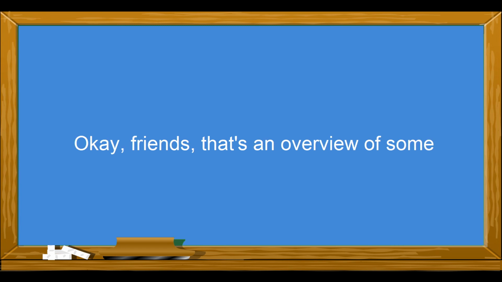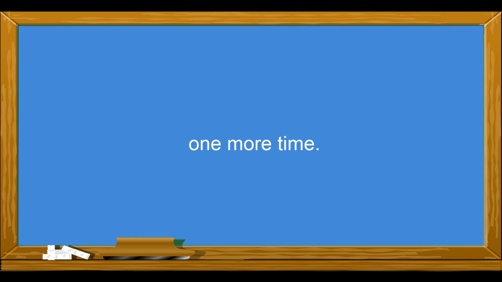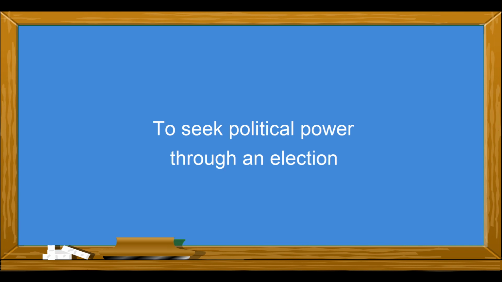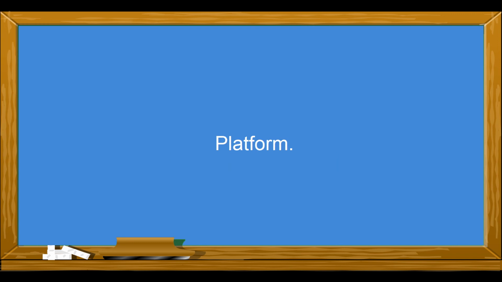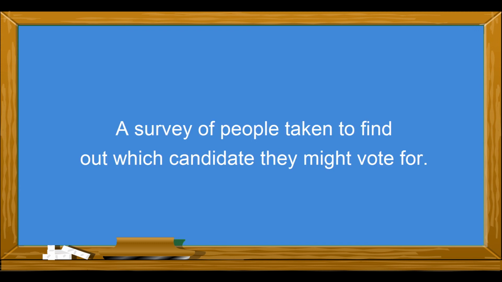Okay, friends, that's an overview of some of the most common election terms in context. Now, here's the list one more time. Run for office. To seek political power through an election. Platform. A political party's formal written statement of its principles and goals. Poll. A survey of people taken to find out which candidate they might vote for.